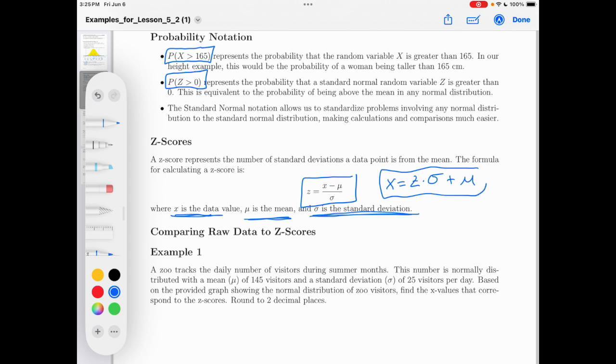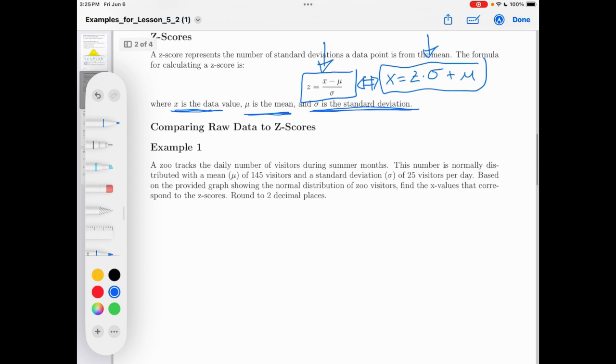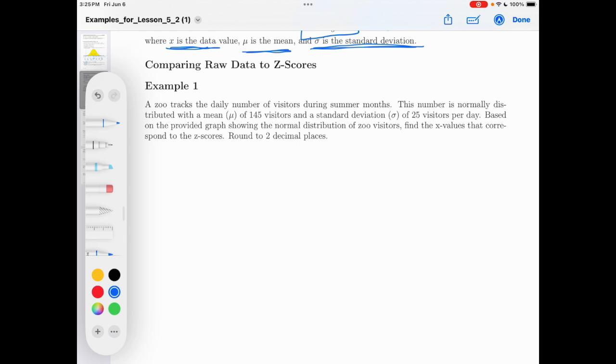It is the same exact formula as this. It's just rearranged and solved for x instead. So use this version when you're trying to find z, and then use this version when you're trying to find x. Now let's actually work through an example so this can start to make sense to you and it can come together.